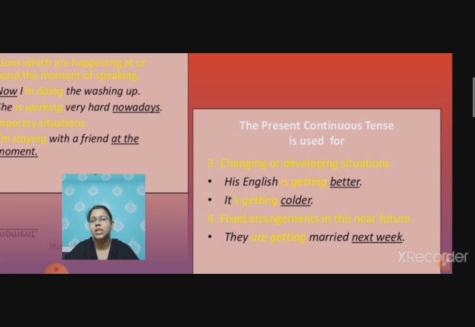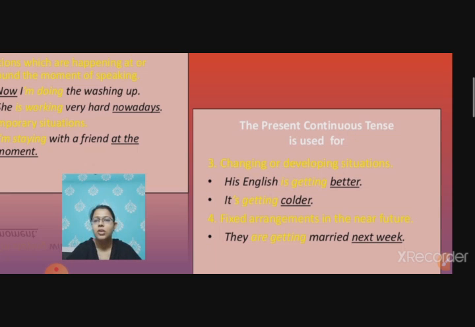So it's getting colder. Fixed arrangements in the near future. That means we are talking about something which we have already decided. That means we are going to carry out those activities in future, जो हम बाद में करने वाले हैं लेकिन अभी हमने decide कर लिया है. For example, they are getting married next week.